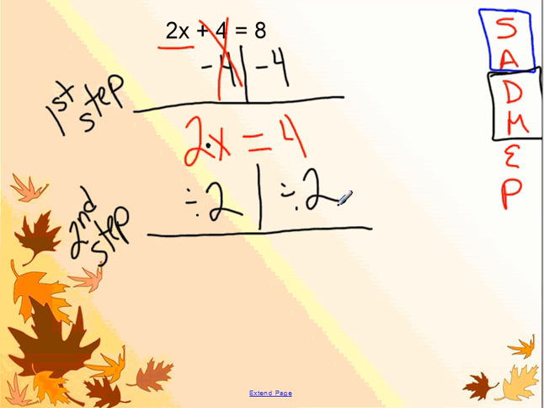Divide both sides by 2. Over on this side, my 2 times and my divided by 2, they're going to cancel. So all I'm left with is x. That's good. That's how we want it. On the right-hand side, 4 divided by 2 gives me 2. So my answer to this is x equals 2.